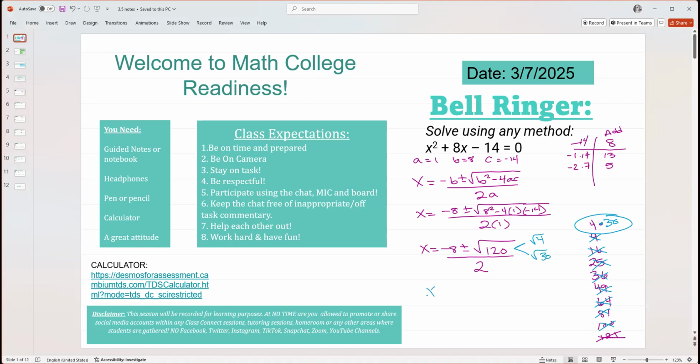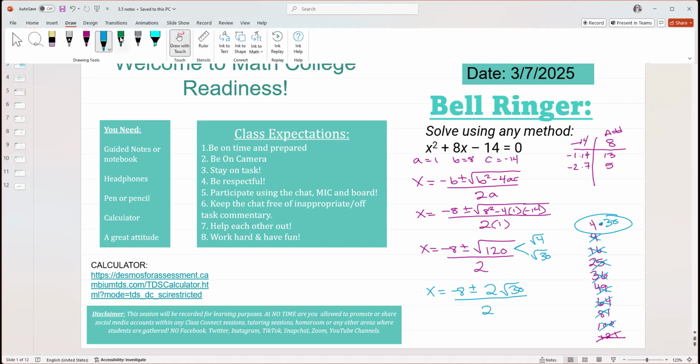And then let's rewrite. So x equals negative 8 plus or minus. So the square root of 4 is 2. And then the square root of 30 is not rational. It doesn't simplify. So we just leave it under the radical divided by 2.